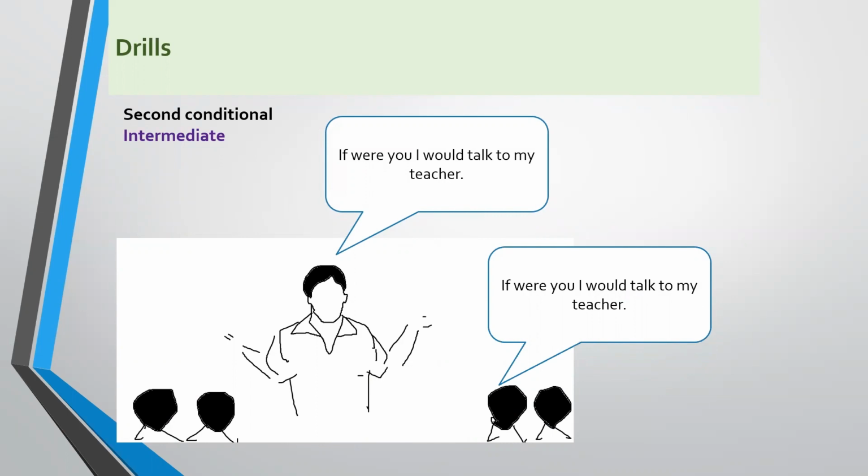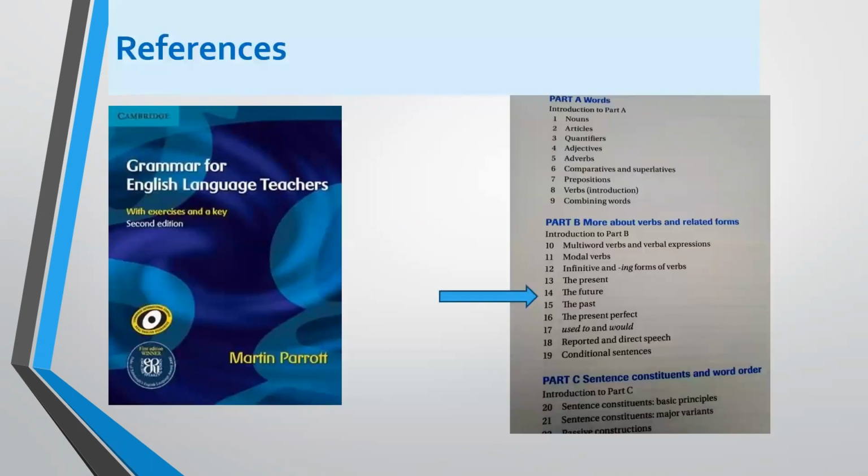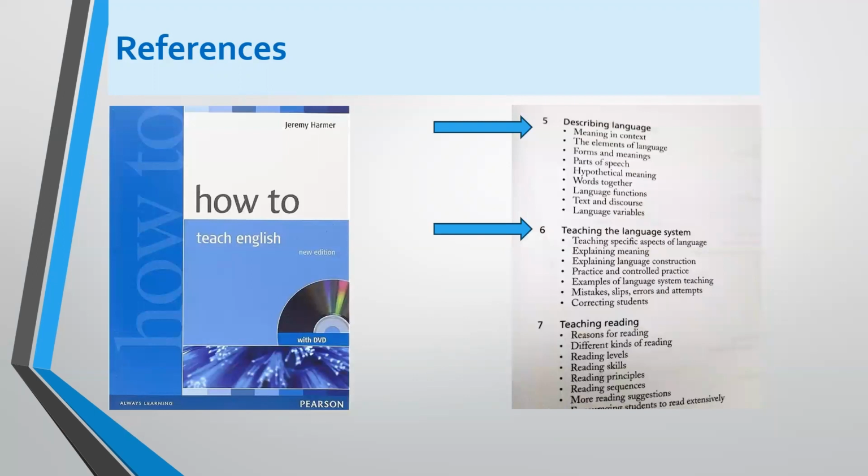Let's take a look at these useful references here. It's a very good book when it comes to teaching grammar, just for the teachers. It's a nice book, and it is available at Jarir Bookstore. I bought one from there. You can focus on this particular part B, sections 13, 14, 15, 16, which can help us know how to teach grammar in the most effective way. And this book is useful as well. It covers everything, but you can focus on these two chapters, describing language and teaching the language system. These two chapters can help.